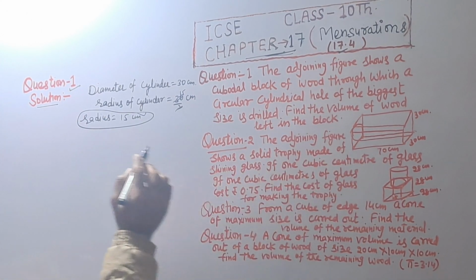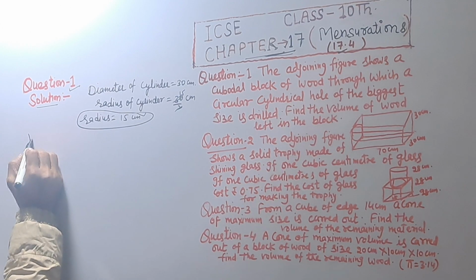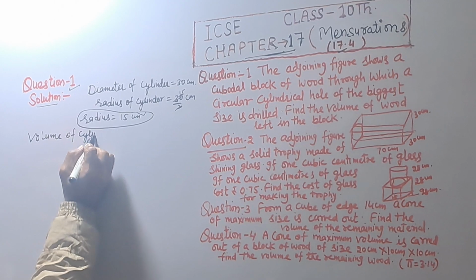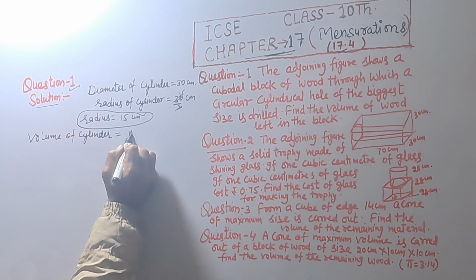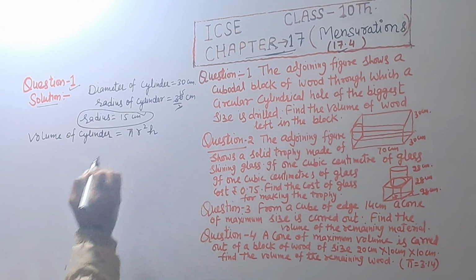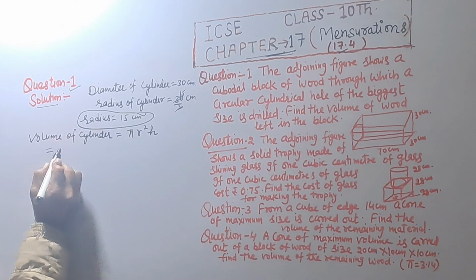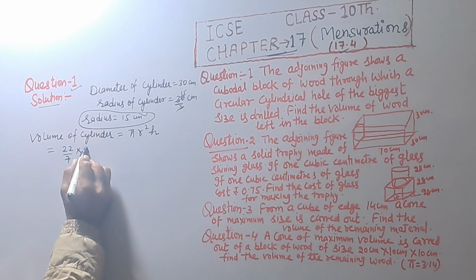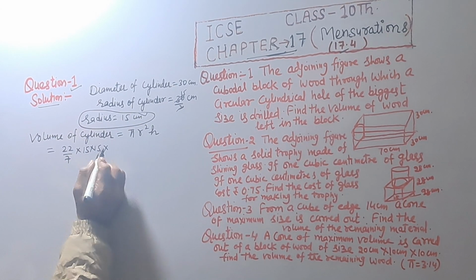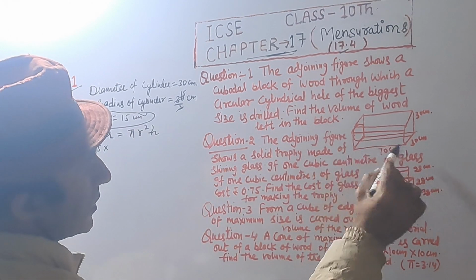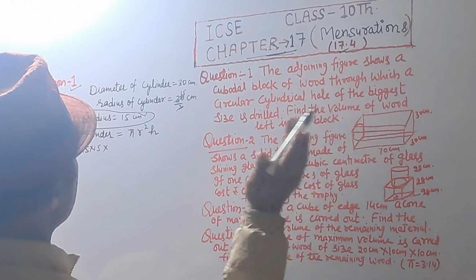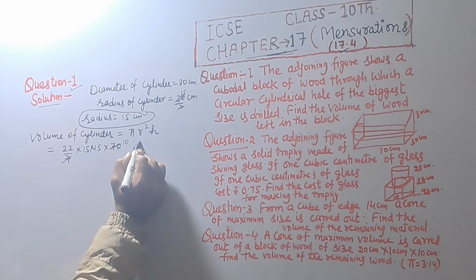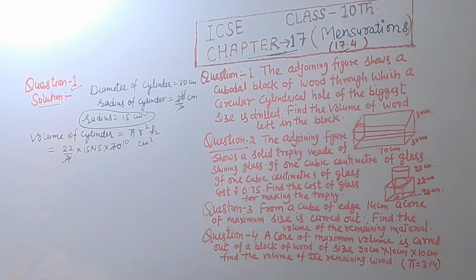And volume of cylinder is pi r square h. Pi is 22/7 and radius is 15 into 15 into height, that is height of cylinder is equal to 70 centimeter. This is cancelled, and volume is in centimeter cube.